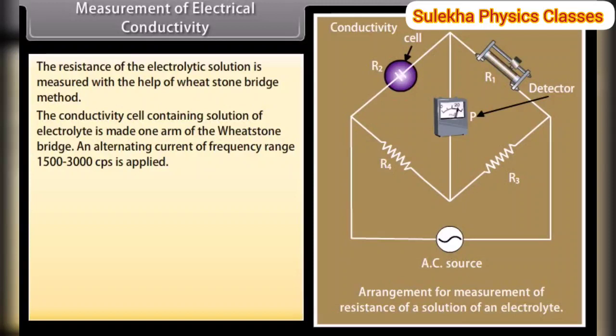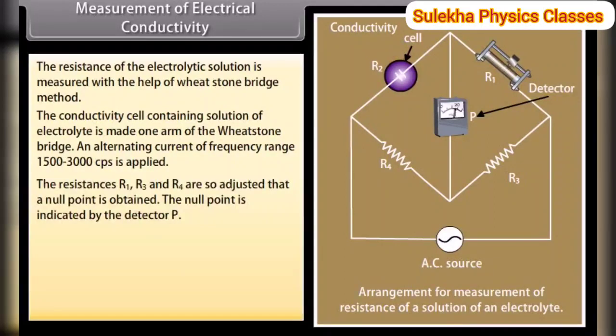Direct current is not used here because it causes electrolysis and results in a change in concentration of the electrolytic solution near the electrodes, resulting in polarization effects. The resistances R1, R3 and R4 are so adjusted that a null point is obtained. The null point is indicated by the detector P. At null point, R1 upon R2 is equal to R3 upon R4.